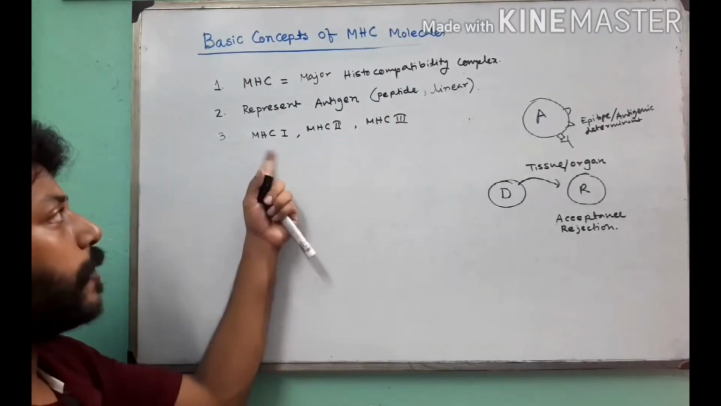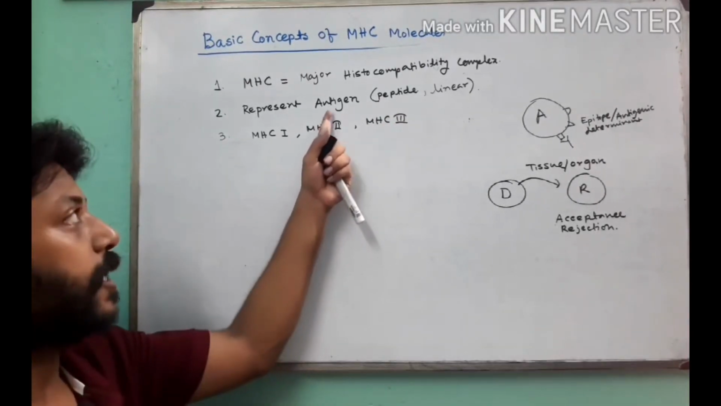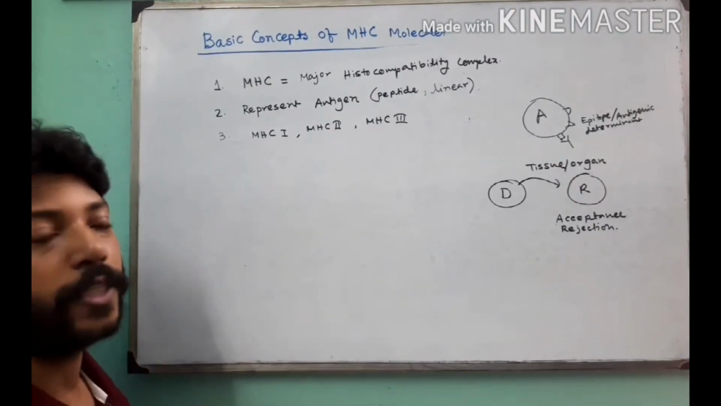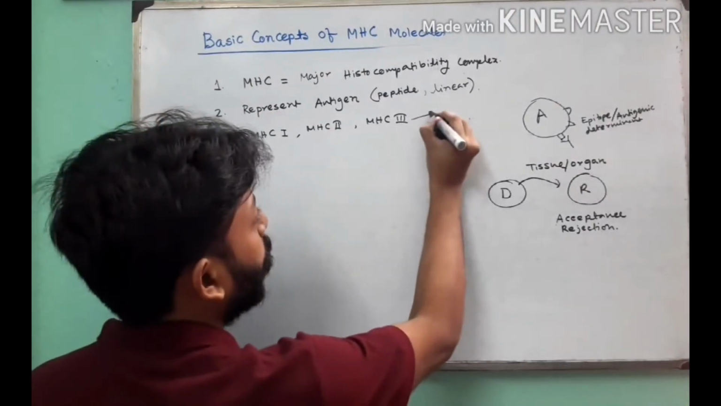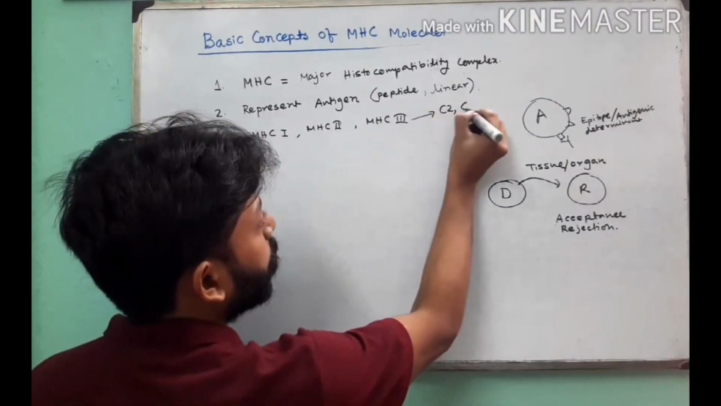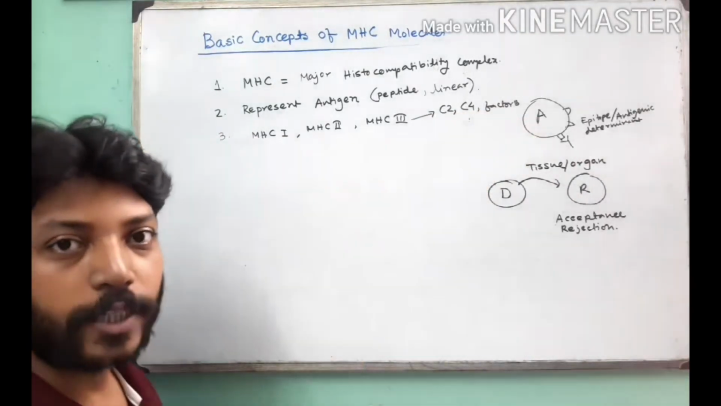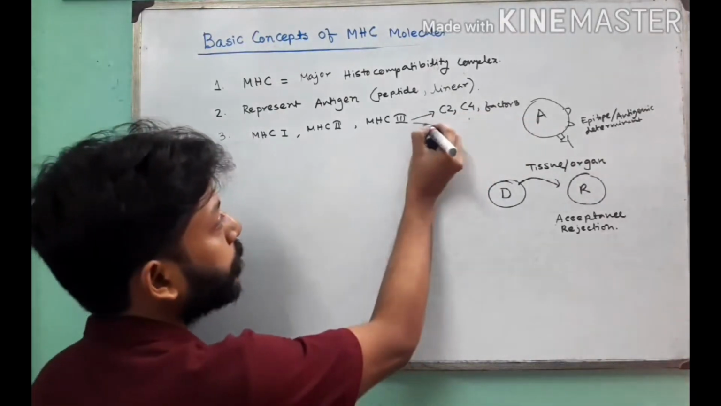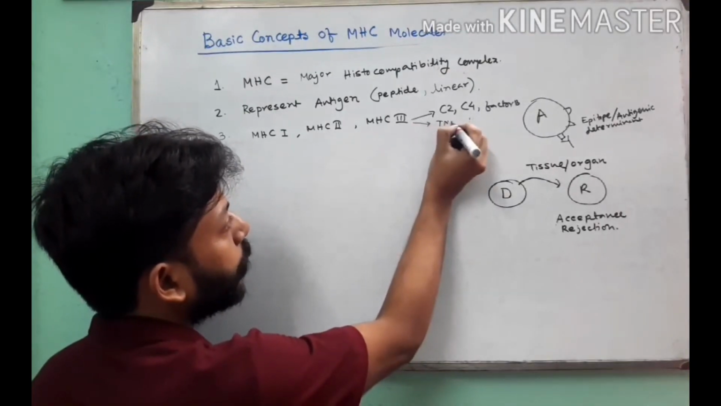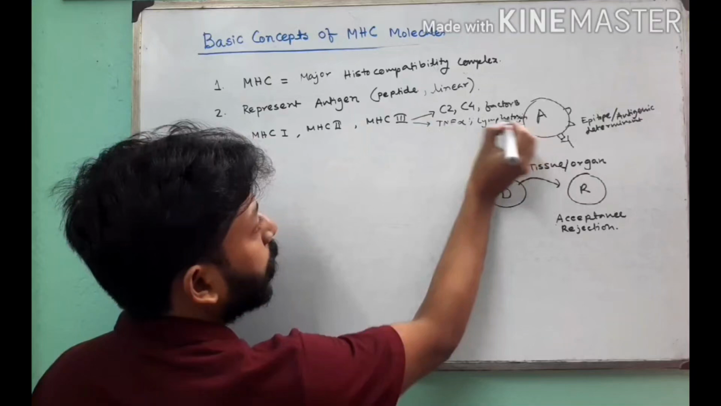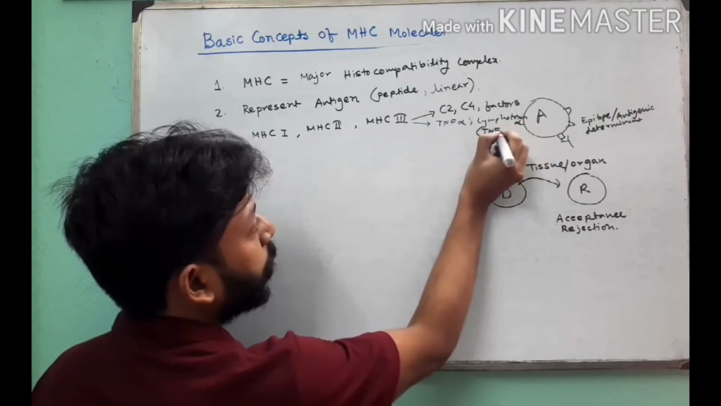The next point is there are three types of MHC molecule called MHC I, MHC II and MHC III. MHC I and MHC II actually present antigen, but the MHC III gene actually produces some proteins that are the components of complement protein like C2, C4, factor B, and some molecules that actually induce inflammation like TNF alpha and lymphotoxin alpha, or it is also known as TNF beta.